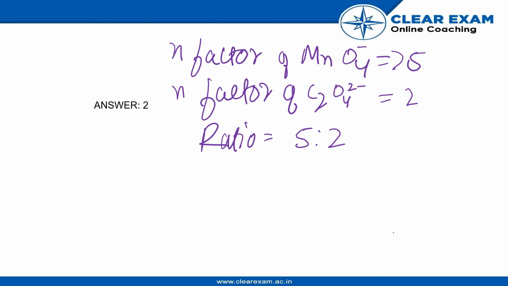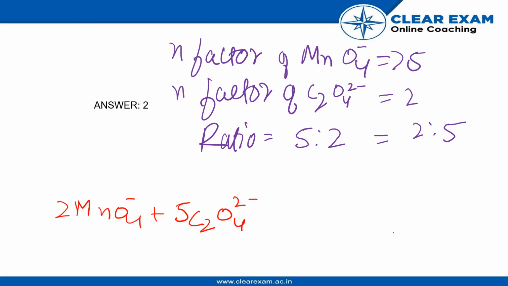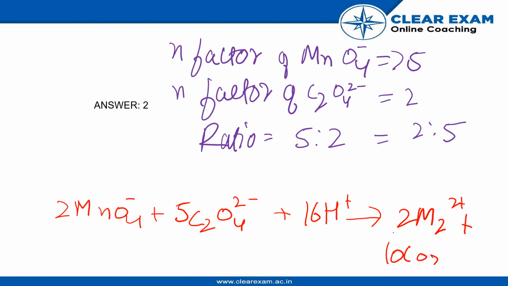So the molar ratio in the balanced reaction will be equal to 2:5, and the balanced equation that we'll get is 2MnO4 plus 5C2O4 2 negative plus 16H positive, that will give us 2Mn2 positive plus 10CO2 plus 8H2O. Therefore the correct option is option number 2.